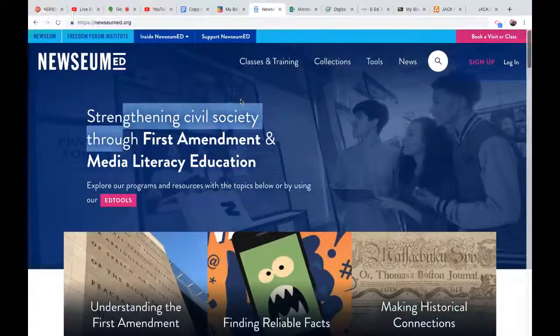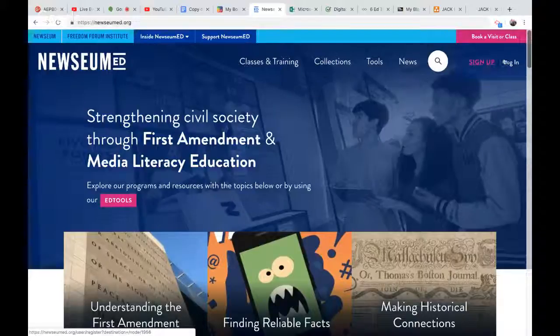All right, hello everybody. So what I'm looking at here is Newsela. Newsela is a website that I've used in the past to help teach media literacy and understanding First Amendment rights. As a social studies teacher, I think this is some pretty important stuff for kids to know.